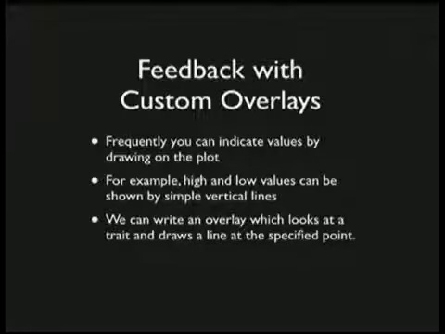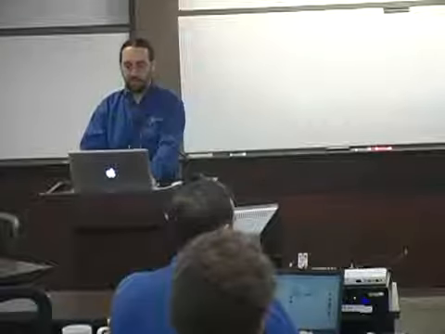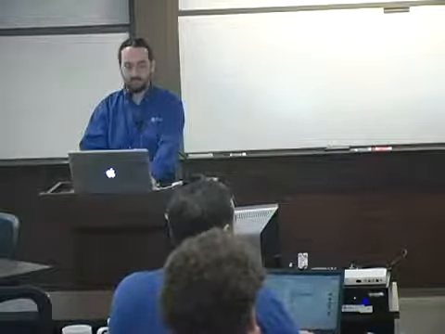But sometimes a numerical overlay is not the right way to do it. So sometimes you want to add little indicators on the plot, sliders, that sort of thing. So for example, with the high and low values, you really don't want to have those constantly being displayed in textual form. It's much easier to see with, say, just a couple of vertical lines where your high and low values are. And so again, it's fairly easy to write an overlay which just looks at a particular trait. Again, very, very dumb. Looks at a particular trait, a particular attribute on an object, and just draws a line at a particular point.